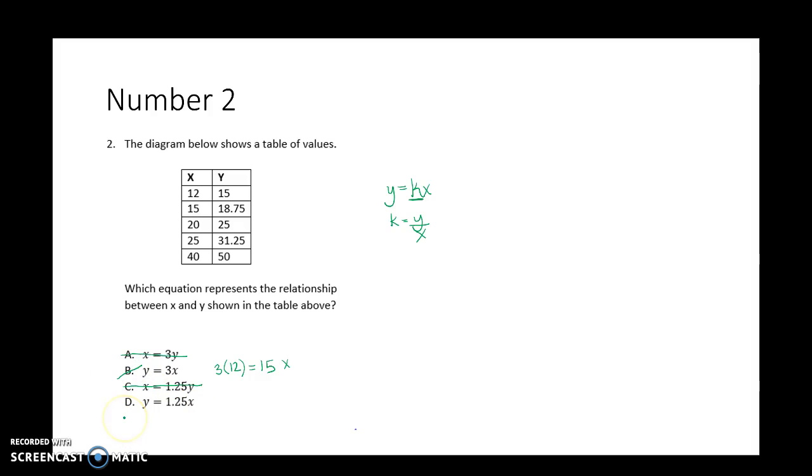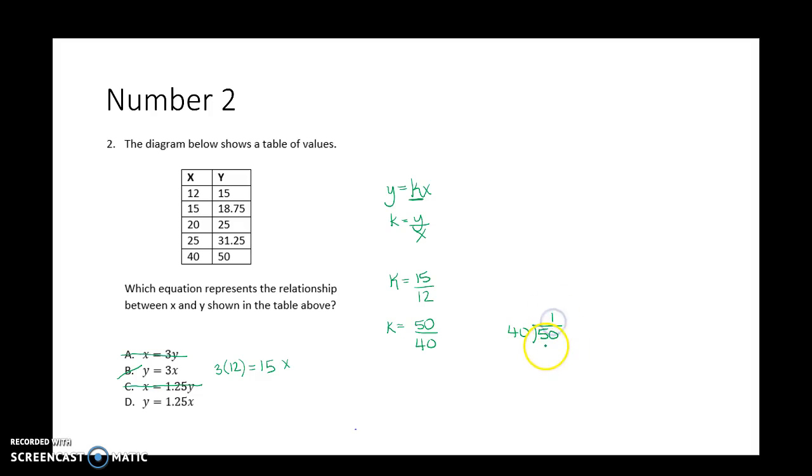So I already know what my answer is, right? But I'm going to go ahead and make sure because I need to practice finding constants. So k equals y over x. And it doesn't matter which one I do. I could do 50 over 40. I can do 15 over 12. Or I like 50 over 40. Or you could do 25 over 20. Either way, I'm going to go ahead and divide 50 over 40.